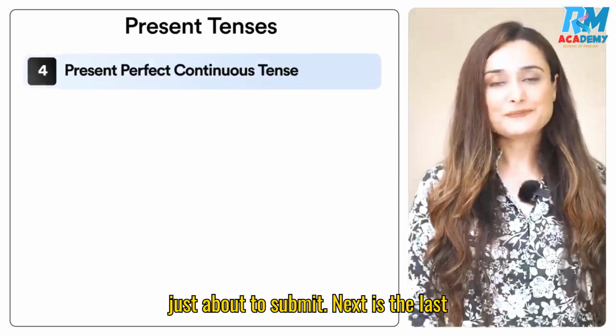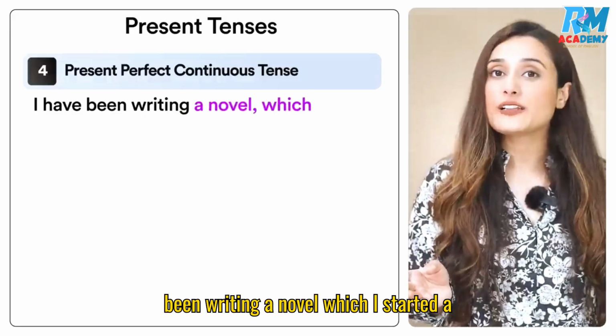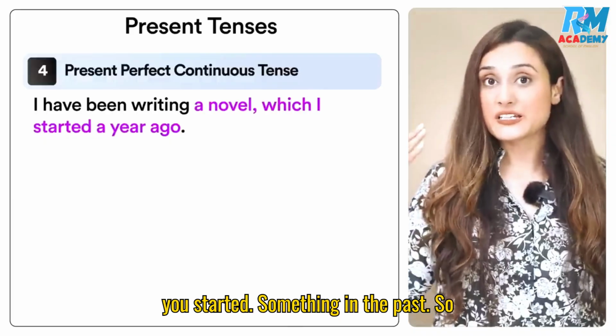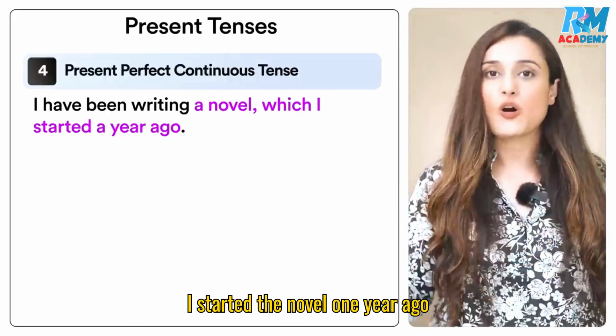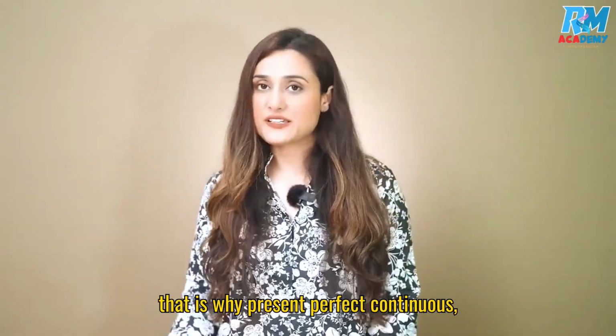Next is the last one, present perfect continuous. I have been writing a novel which I started a year ago. So it is still relevant that you started something in the past. I started the novel 1 year ago and it is still ongoing. So that is why present perfect continuous.